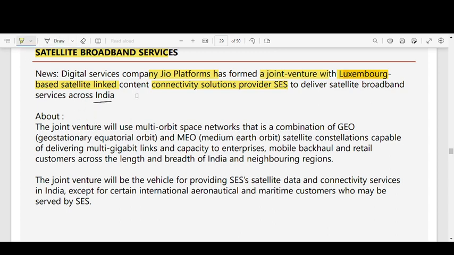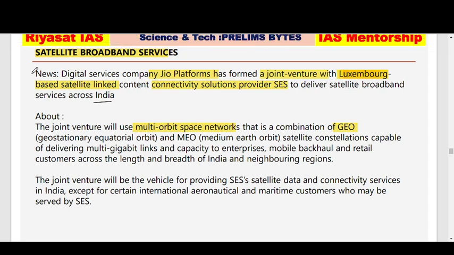This joint venture will use a multi-orbit space network. Firstly, it will also use GEO. What is GEO? Tell me, do you know what GEO is? You must have understood that there are different orbits.